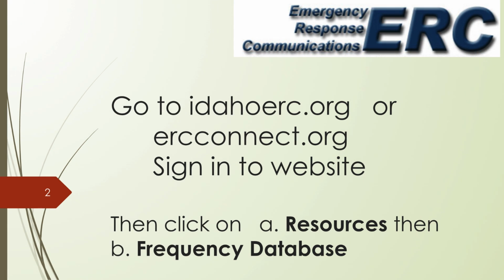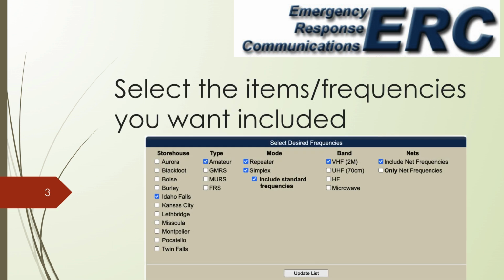When you go to the website, you don't need to do that now, but when you want to get to the frequency database, go to the website, click on Resources down on the left-hand side, and then click on Frequency Database. All right, let's go to screen 3. Now, the screen will look like this.